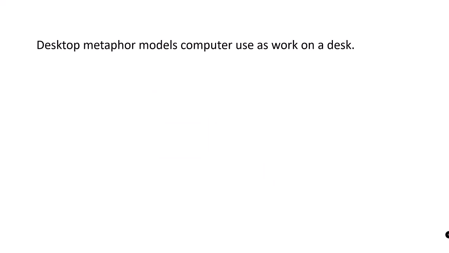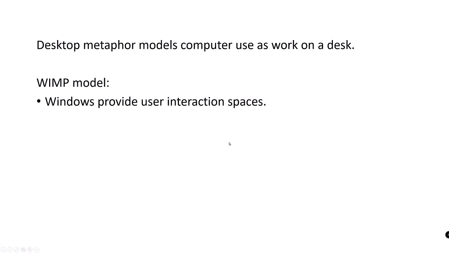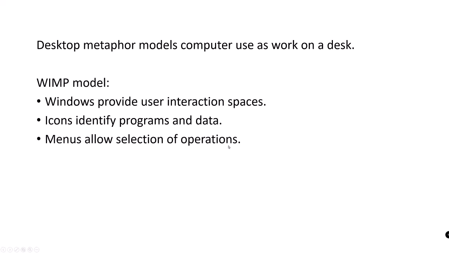The desktop metaphor is used by many computer systems to organize how users work with the computer. The desktop metaphor organizes the programs and data on a desktop. The user can then perform familiar operations, like on a desktop. A common organization for the desktop metaphor is known as the WIMP model. Windows provide user interaction spaces. Icons identify programs and data. Menus allow the user to select operations to perform, and pointers allow the user to select icons, menus, and windows.